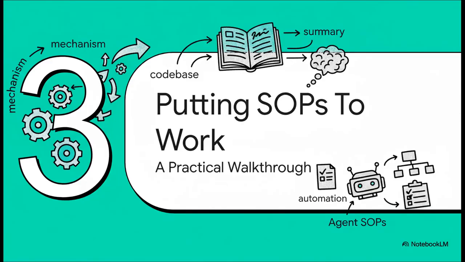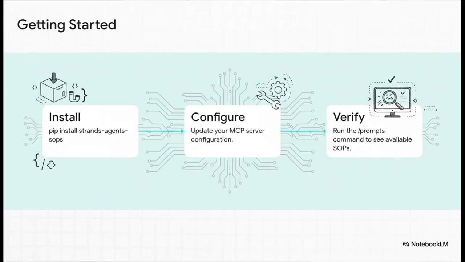All right, that's enough theory. Let's see this thing in action. We're going to do a practical walkthrough with a really common and powerful use case, the code-based summary SOP. And look how simple it is to get going. Seriously, it's just a familiar pip install, a quick little configuration update, and then you run a command to verify everything's there. Any developer can do this in like 2 minutes.